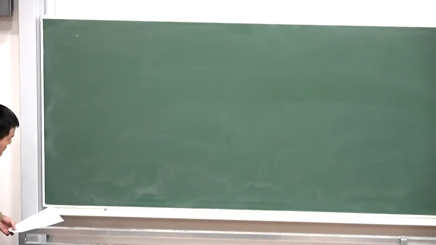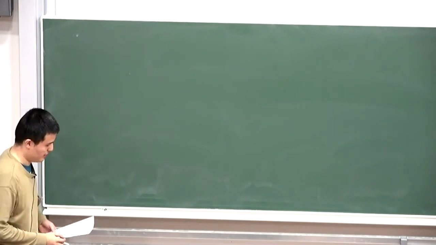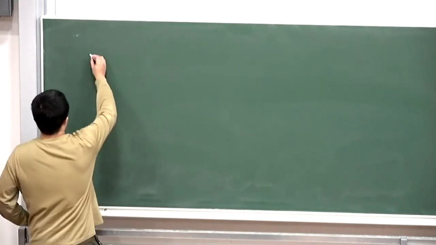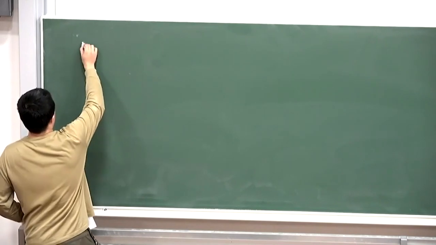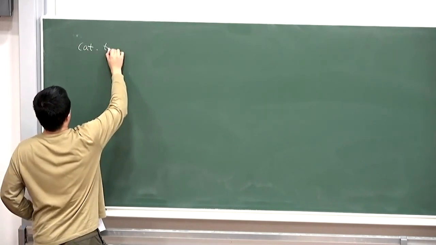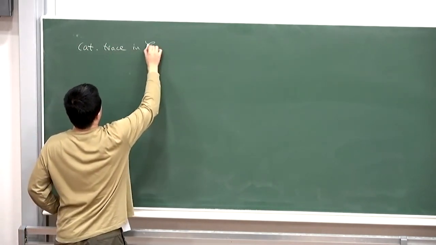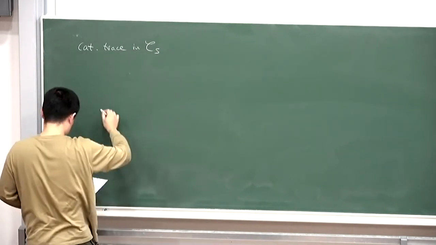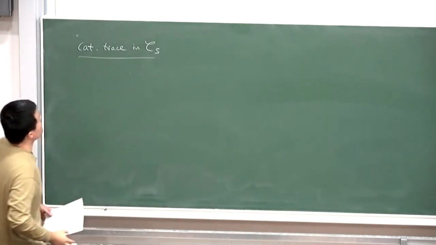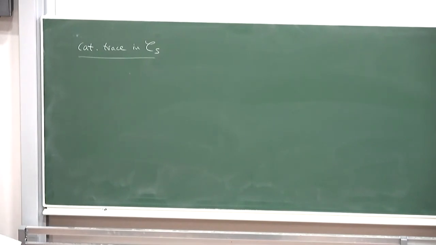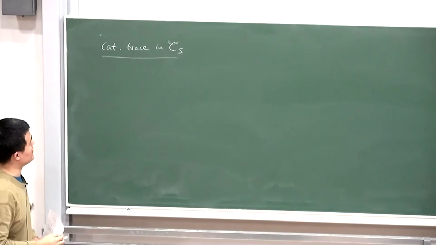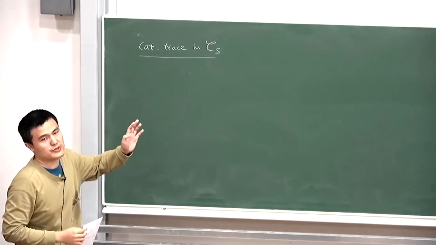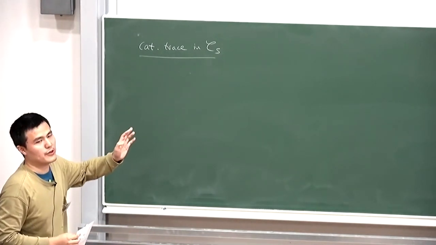So we know what the dualizable objects in this category are, and we can look at the categorical trace in this category. Actually, this is quite a fancy thing because these theorems don't require S to be regular.